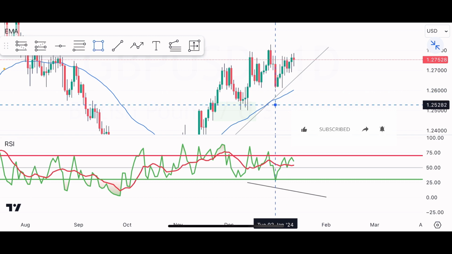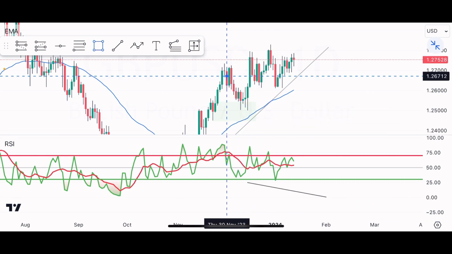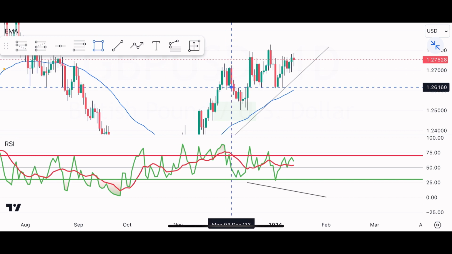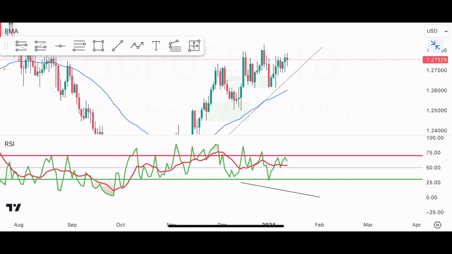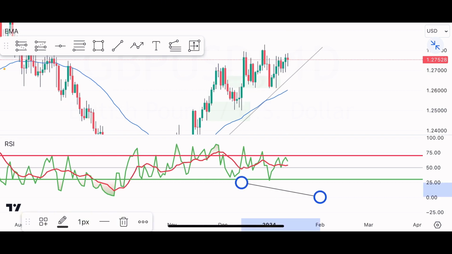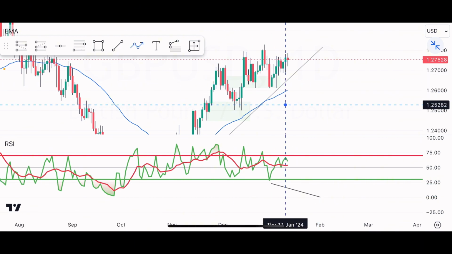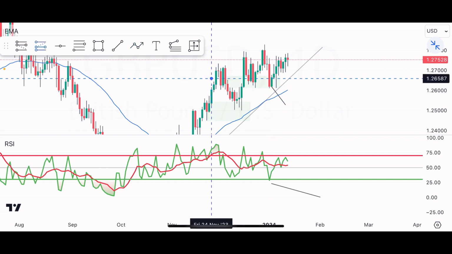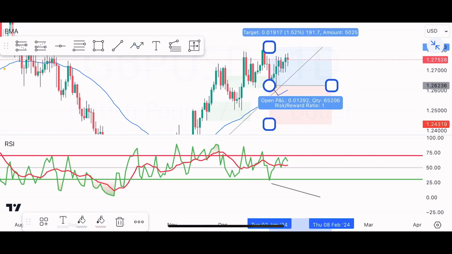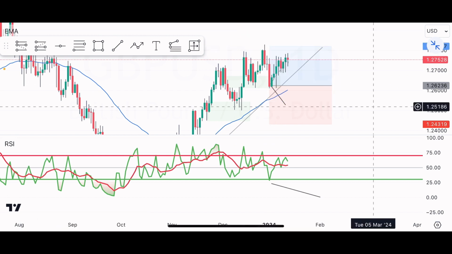RSI tells me this is another low point, and this is a breaker. RSI tells me this is another low point for me to look for buys, and I can see price is also at a demand zone. I go in long there again. And I'm still in profit.